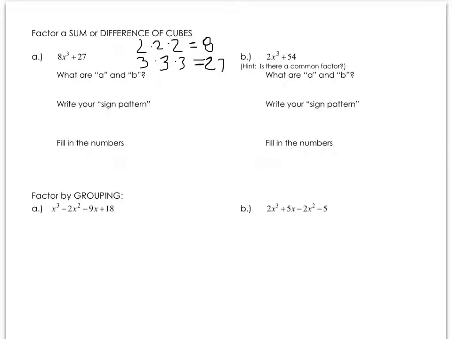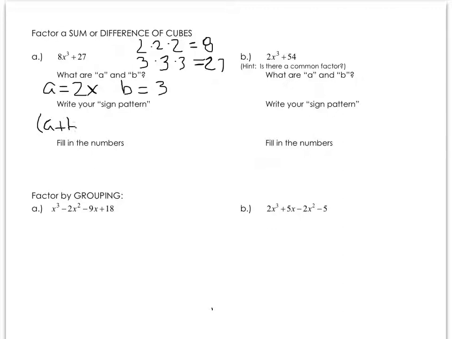So what we're going to look at is what our A value is and what our B value is. Okay, since we had 8x cubed at the top, our A value is going to be 2x, because 2x times 2x times 2x is 8x cubed. Our B value is going to be 3, because 3 times 3 times 3 is 27. So what we're going to do is pick the sum of cubes pattern.